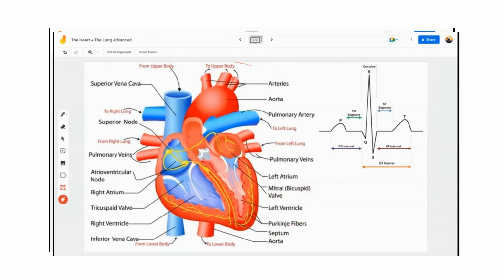Cardiac cycle. The heart is described as myogenic. This means that it can contract and relax without receiving signals from nerves. The cardiac cycle has two phases: systole, the contracting phase, and diastole, the relaxing phase.